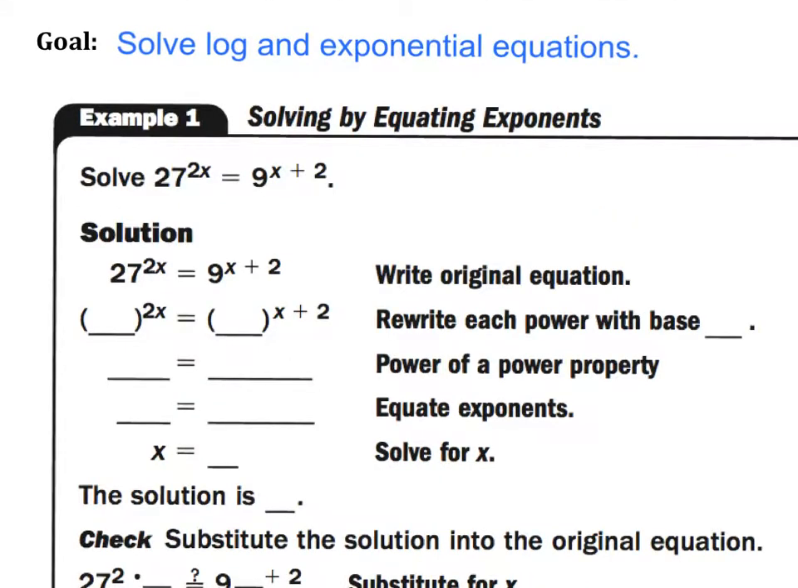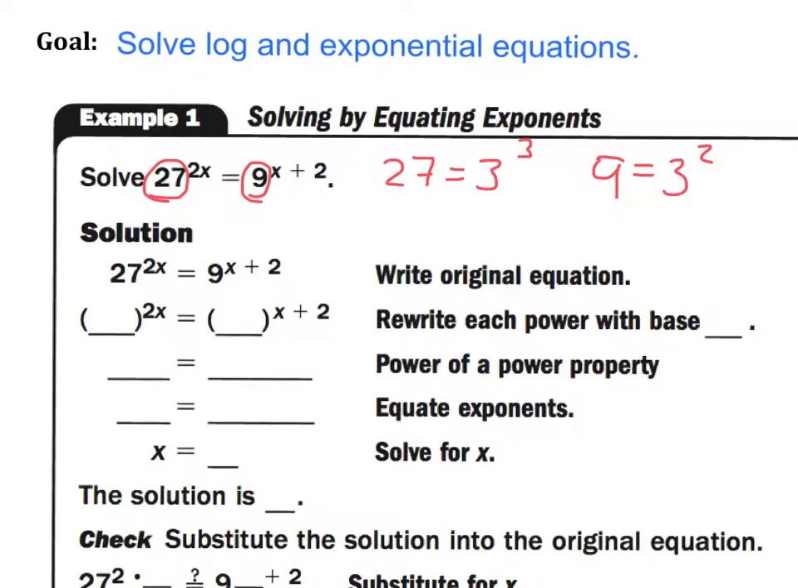So let's look at this first problem here. Example number 1, we're told to solve this. We're on page number 1. And we are going to solve 27 to the 2x equals 9 to the x plus 2. The key on this one is, notice the 27 and the 9. Both of them can be rewritten using a base of 3. Notice that 27 is 3 cubed, and 9 is 3 squared.